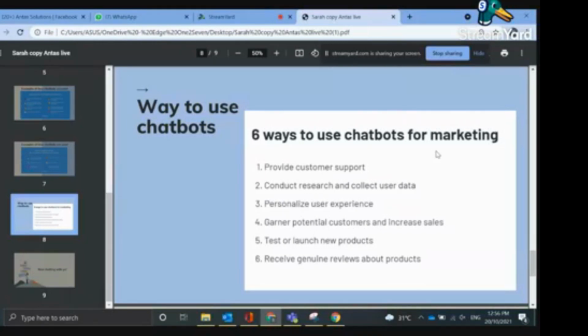Yeah. So if you're just getting started, then this will be ideal, just to know how to use chatbots. And then you could experiment with whatever you already have. For example, if you already have WhatsApp for Business, then you could check out their chatbot. If you have Facebook for your business, then maybe you could check out their chatbot also. So 6 ways to use chatbots for marketing.